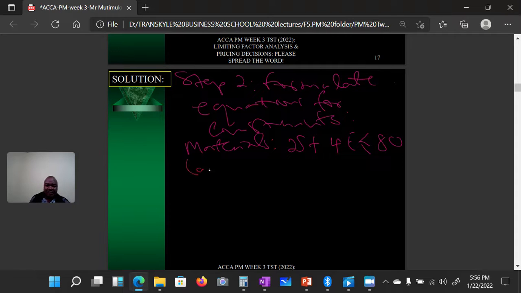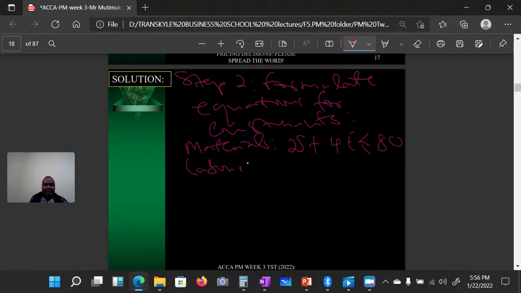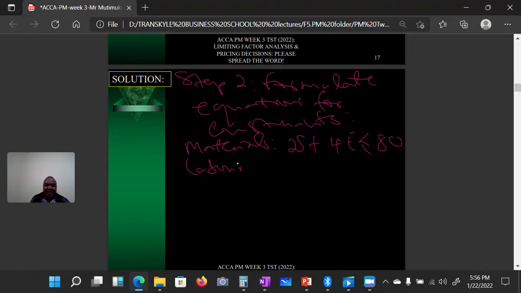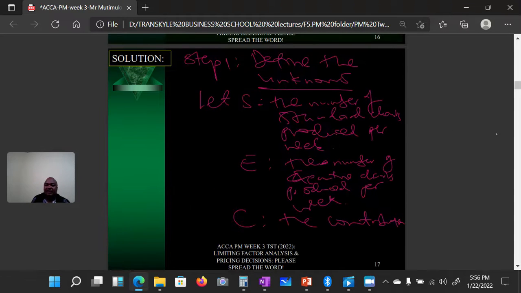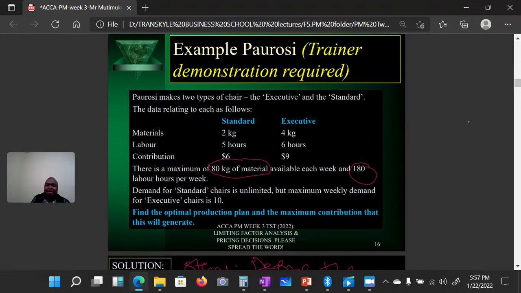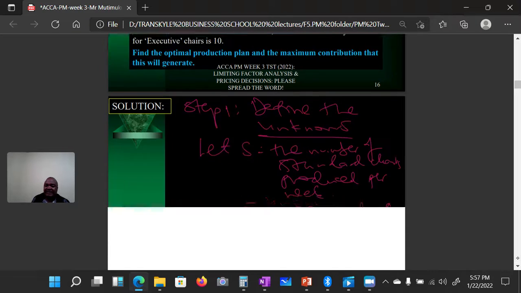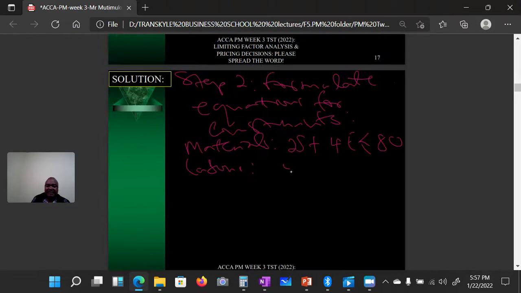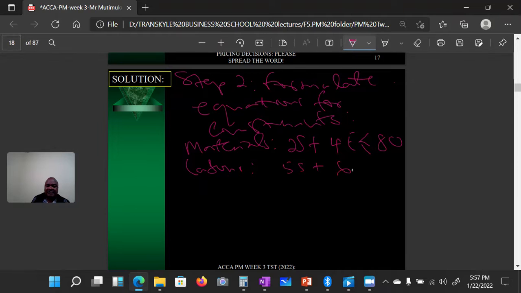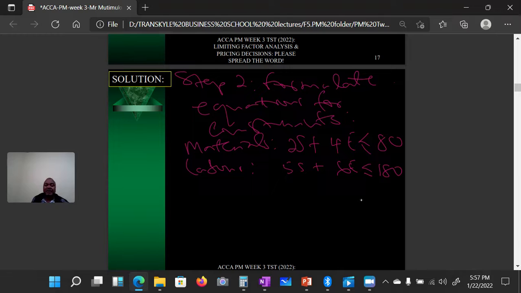Then we go to labor. What are we told about labor? The standard chair requires 5 hours of labor, while the executive requires 6 hours. So 5S plus 6E is less than or equal to 180 hours per week.